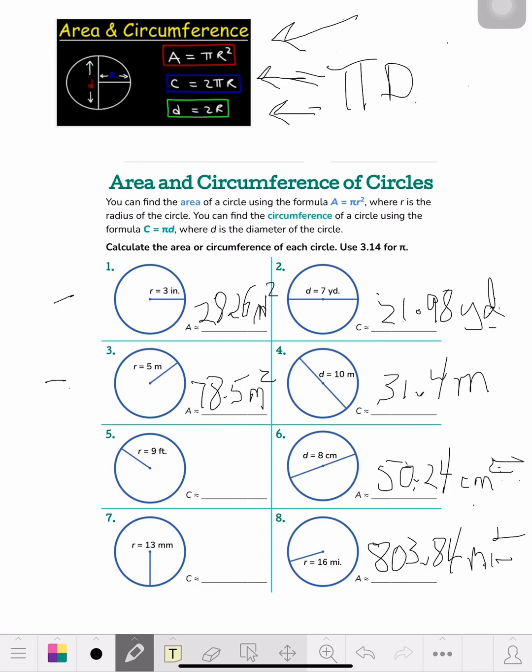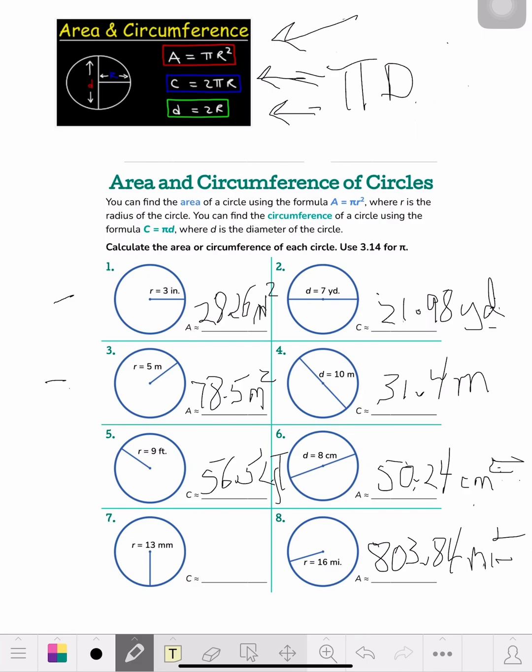Now the next one's a radius, so you've got to do the 2. So it's 2 times 3.14 times 9 equals, I get 56.52. Feet. And just picture the circle. They took this circle, made a little cut in it, and spread it out. So it's the length of the circle. That's all they did to get the circumference.